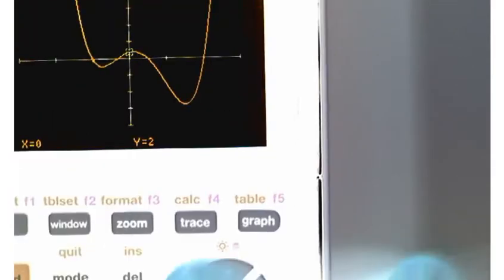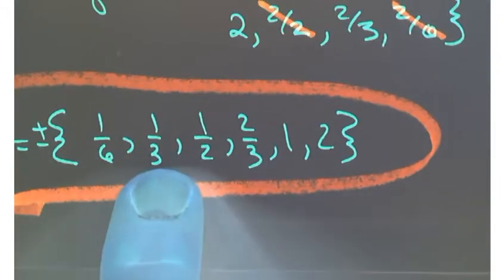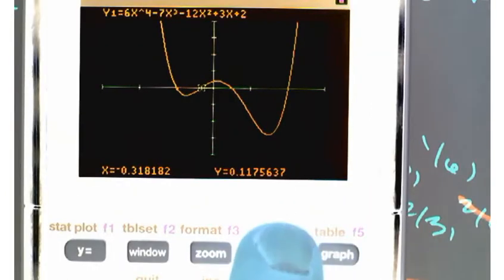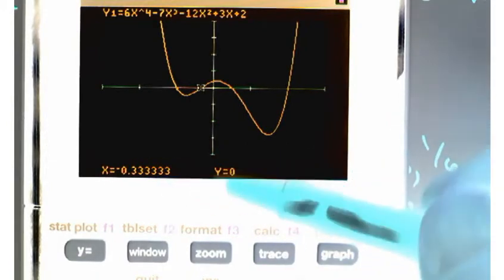Well, yeah, you can confirm that they're roots in a couple ways. If you hit the trace key, it puts a cursor on your graph and allows you to move around on the graph, and you can get close to some of the values. You say, well, gee, that's close to a negative one-third. And negative one-third happened to be on my list of possible rational roots, so try it. You can try it in a couple ways, based on the table. And since I've already hit the trace key, I can just type in negative 1 divided by 3. And when I put in that x value, I get a y coordinate of 0.